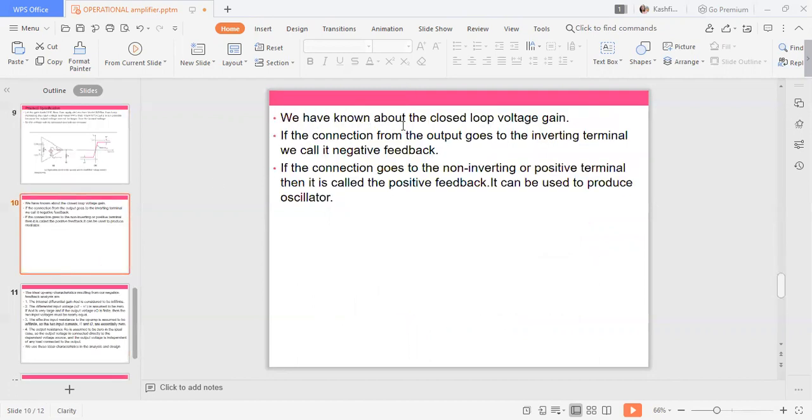Now we have learned about the closed loop voltage gain. If the connection from the output goes to the inverting terminal, then we call it negative feedback. But if the connection goes to the non-inverting or positive terminal, then it is called positive feedback. It is used to produce an oscillator.